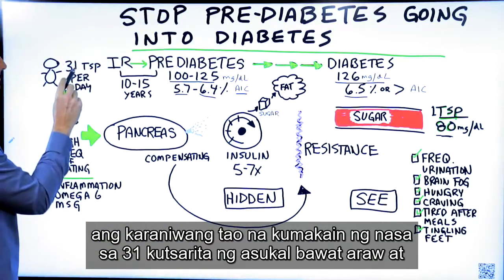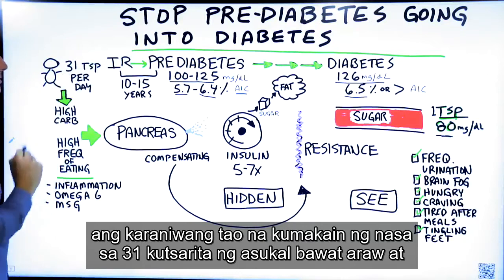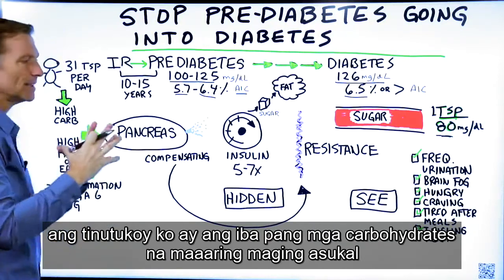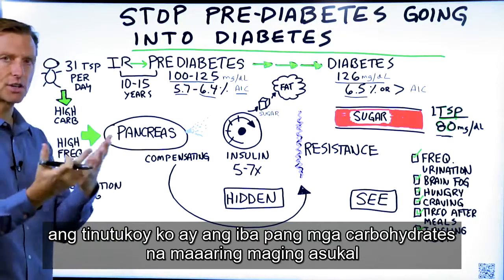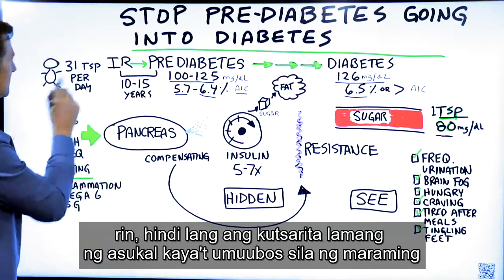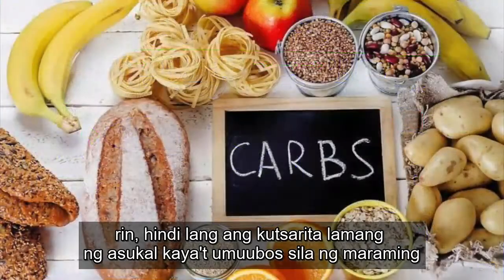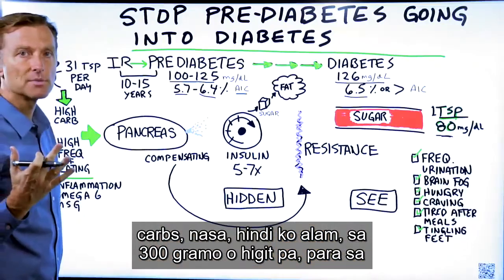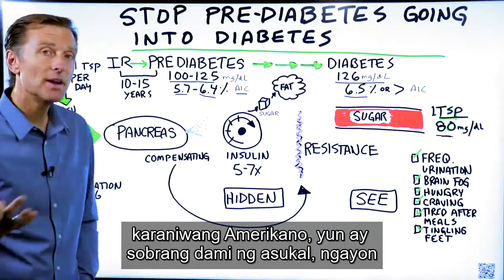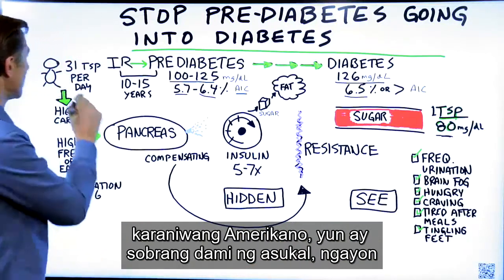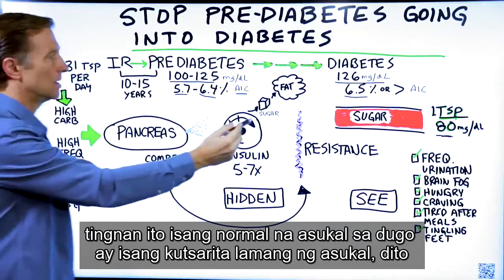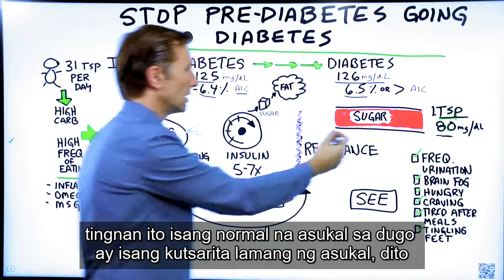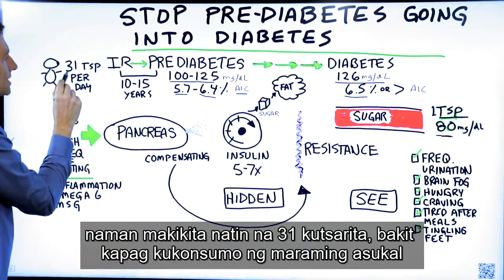Now, what happens is this. An average person consumes about 31 teaspoons of sugar every single day. And I'm talking about the other carbohydrates that can turn into sugar as well. It's not all just teaspoons of sugar. So they're consuming a lot of carbs, roughly around 300 grams or even more for the average American. So that's crazy amounts of sugar. Now, look at this. A normal blood sugar is only 1 teaspoon of sugar. Over here, we've got 31 teaspoons.